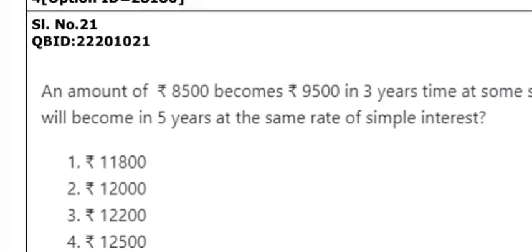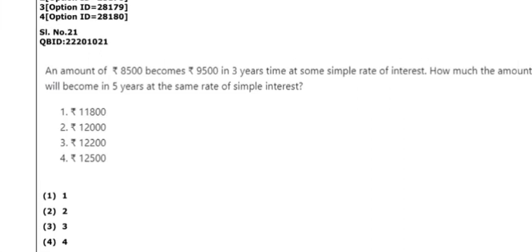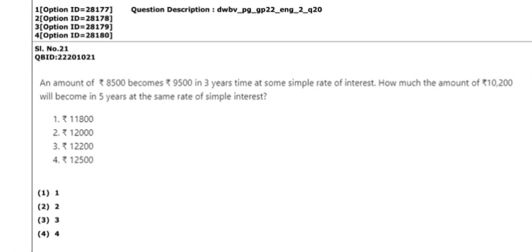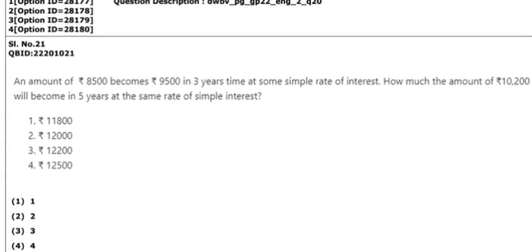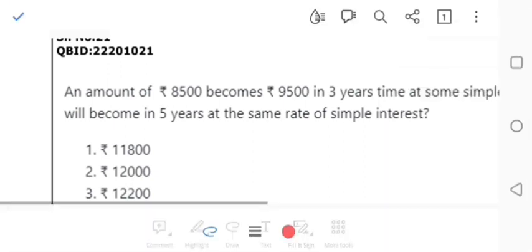Then 21. 21 is a mathematical question, but still let me try to give you the correct answer, though I will not be able to show you how I got the solution. An amount of 8,500 becomes 9,500 in 3 years' time at some simple rate of interest. How much will the amount of 10,200 become in 5 years at the same rate of simple interest? 11,800, 12,000, 12,200, 12,500. So it will be option C, 12,200.